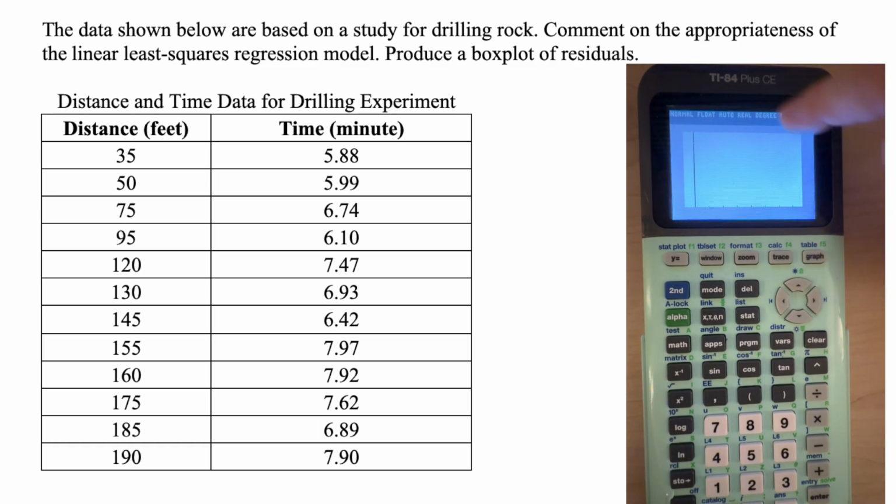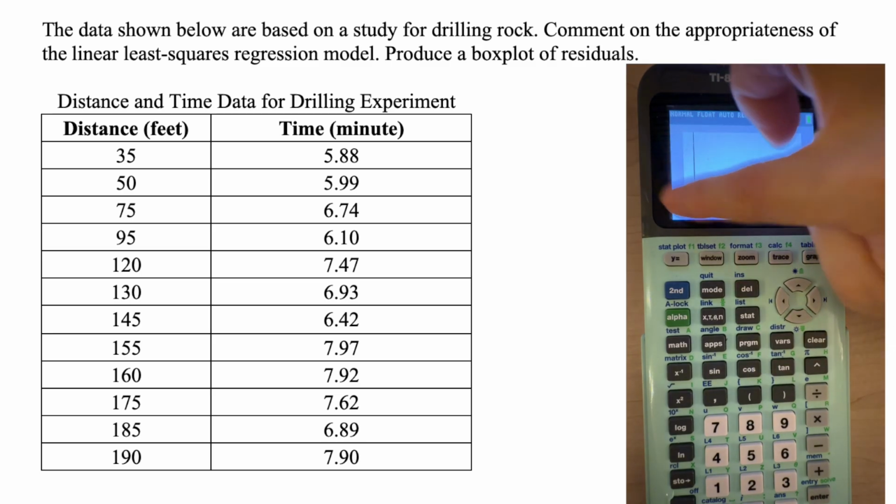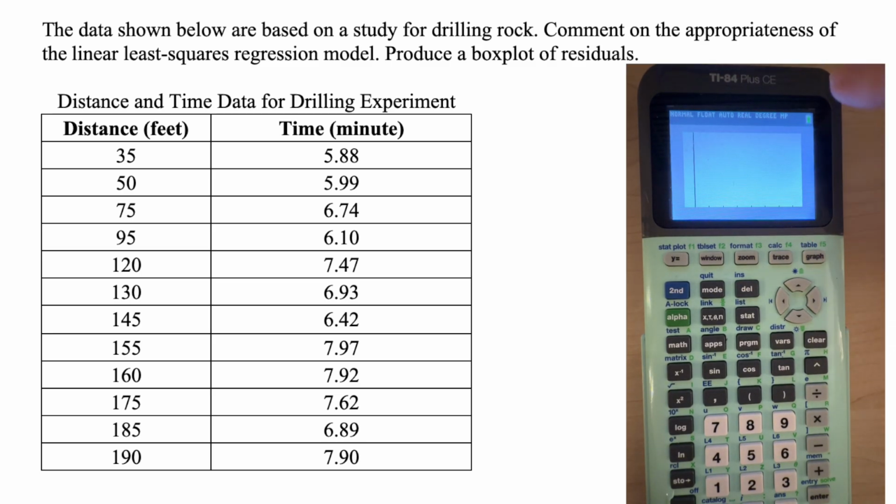Since this is not in the right window, I don't see anything. I need to zoom to the right window. So I press zoom and I go down to choose number 9, ZoomStat. The blue dots are my scatter plot, the points in the table. And the red line is my regression line. Remember that I stored the equation in Y2. That red line is the line from the equation in Y2.